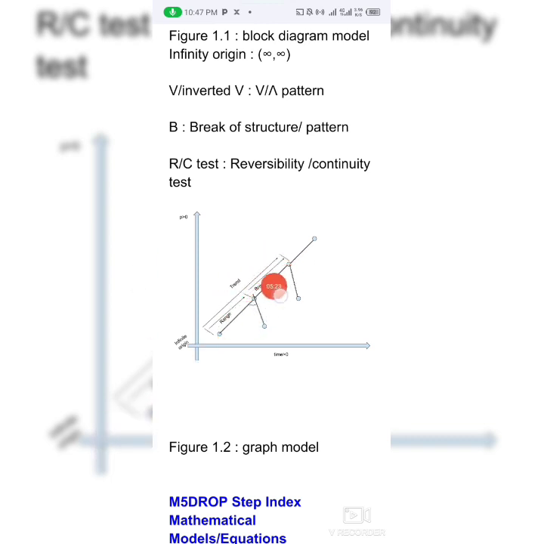Because for the market to trend, it will create higher highs or lower lows. If it is uptrend, higher highs. If it is downtrend, lower lows. Are you getting it? So this is the graphical model.